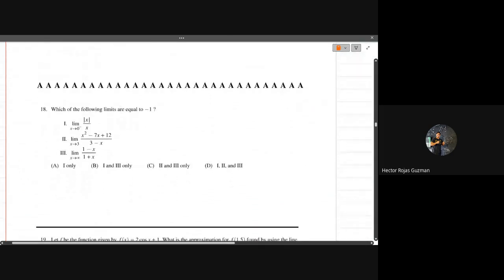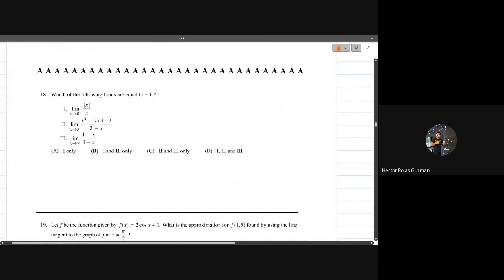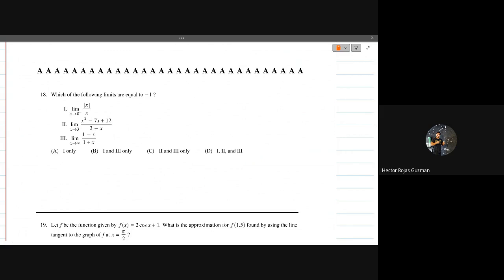Okay, number 18. Which of the following limits are equal to negative 1? Okay. Well, for number 1, we need to know what the graph of the absolute value of x over x looks like. When you start plugging in numbers, let's say you plug in 1, 2, 3, or 4, because you're taking x divided by x, that just gives you 1, right? So we're going to have an open circle, and it's constantly 1.